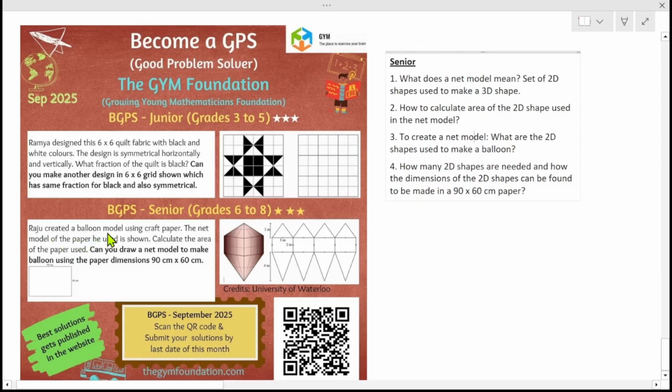Raju created a balloon model using craft paper. The net model of the paper he used is shown. Calculate the area of the paper used. Can you draw a net model to make a balloon using paper of dimensions 90 centimeter cross 60 centimeter?